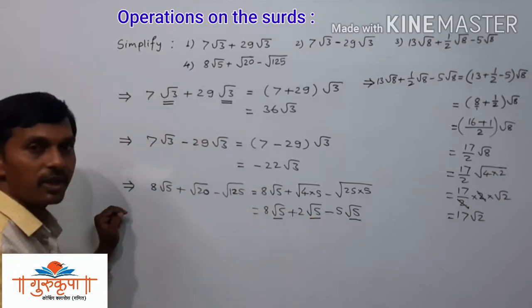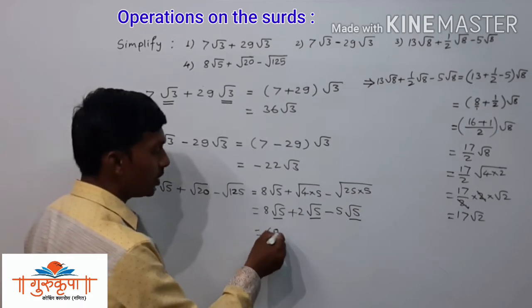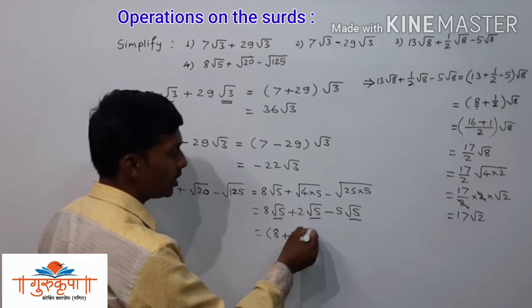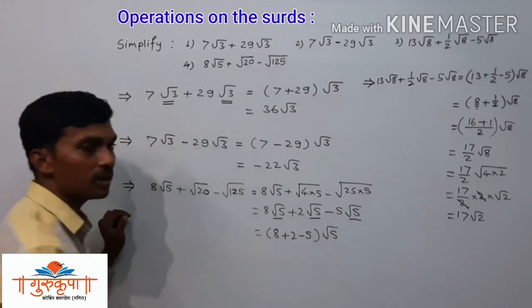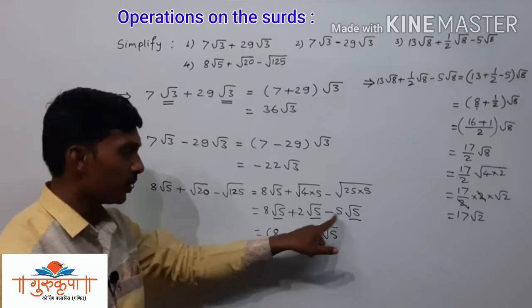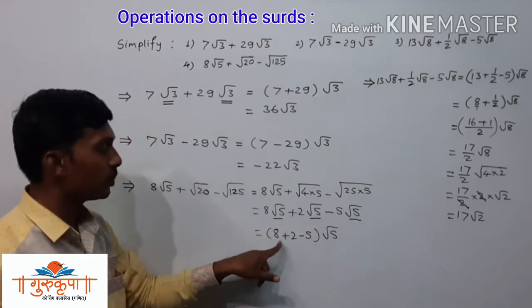So √5 can be taken common. So what is remaining inside the bracket? Here 8 is remaining, plus here 2 is remaining, minus here 5 is remaining, and this √5 is taken common outside the bracket. Inside the bracket, what is remaining? 8 plus 2 minus 5.